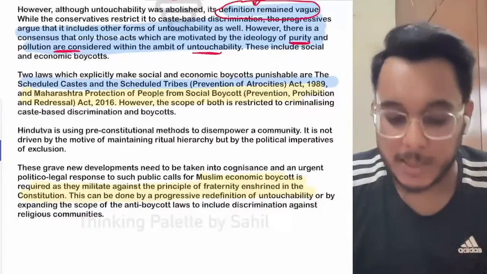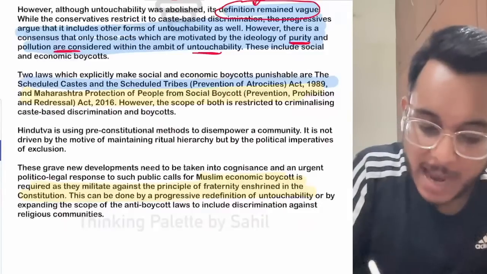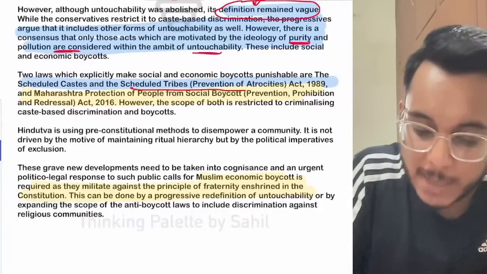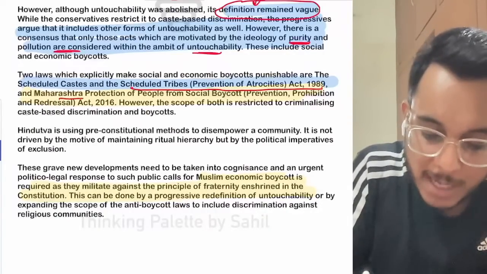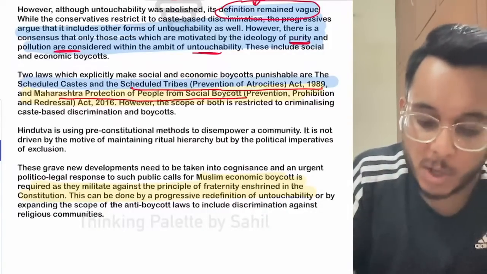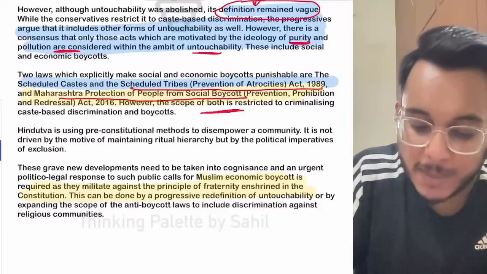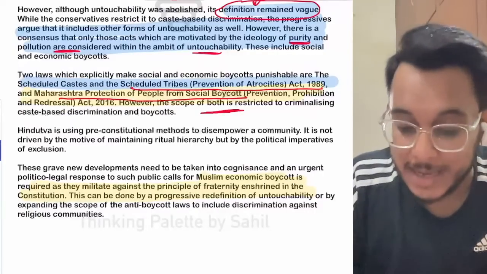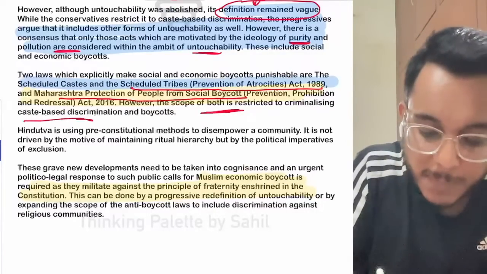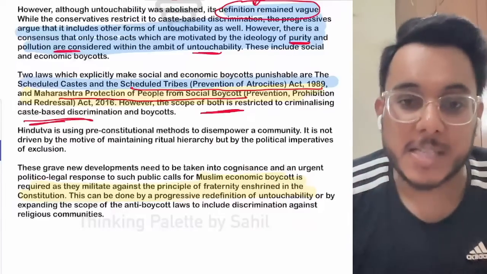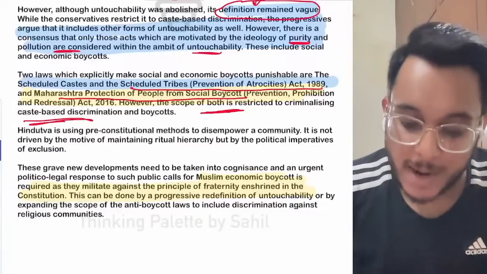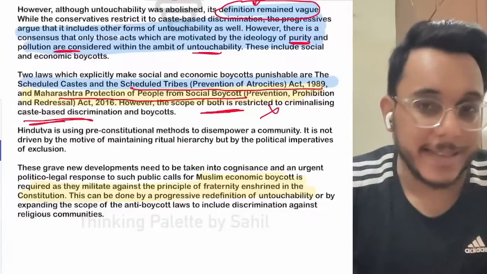And for untouchability and discrimination, we have the Scheduled Caste, Scheduled Tribe Prevention of Atrocities Act, and the Maharashtra Protection of People from Social Boycott Act. But the scope of these acts is restricted to caste-based discrimination. But for religious-based discrimination and religious-based boycott, we don't have any rule, any law.